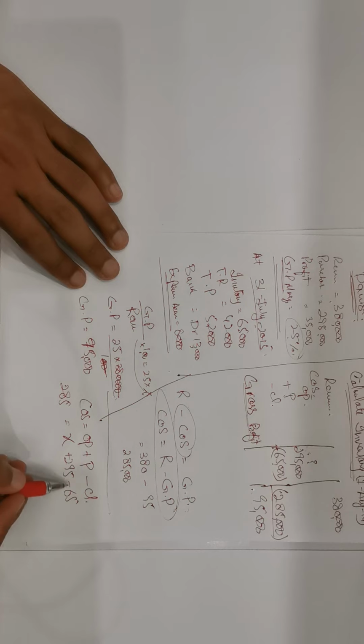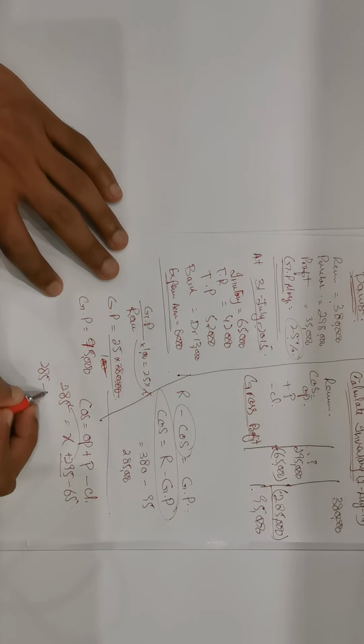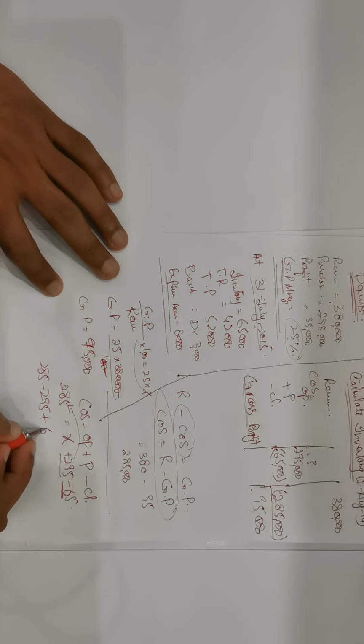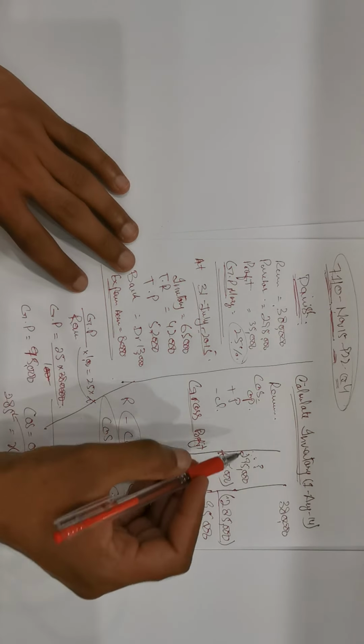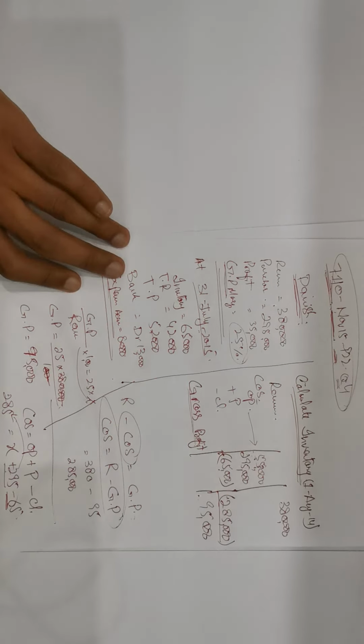What I am going to do is rearrange this. This is plus 295 and I'll take it to the left hand side. It will be 285 minus 295, and then this is plus 65 and I'll take it to the left hand side. It will be plus 65 equals to X, and when I add up all this, I'll get X, which is $55,000. So my opening inventory is $55,000.